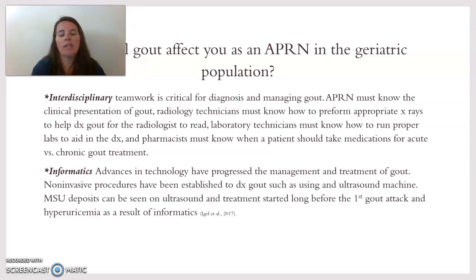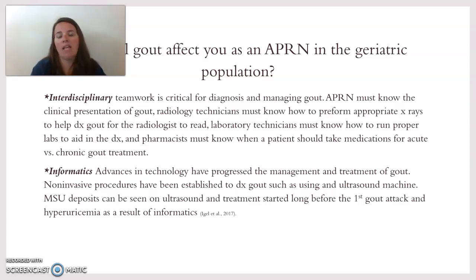Lastly, how is gout going to affect you as a future nurse practitioner? So for interdisciplinary teamwork, this requires you as the nurse practitioner knowing how to diagnose gout and possibly doing joint aspiration. The radiology tech needs to know how to do the proper film so the radiologist can read them. And then the pharmacist will be filling the medications, and they need to be aware which medication you can use for acute versus chronic gout.